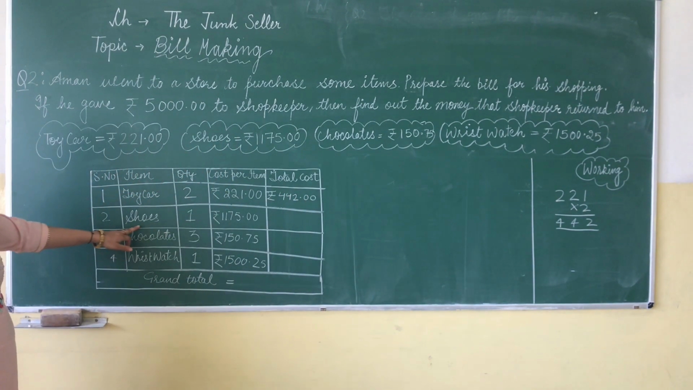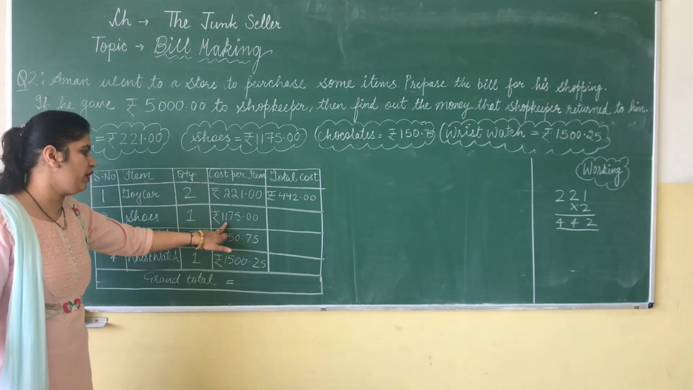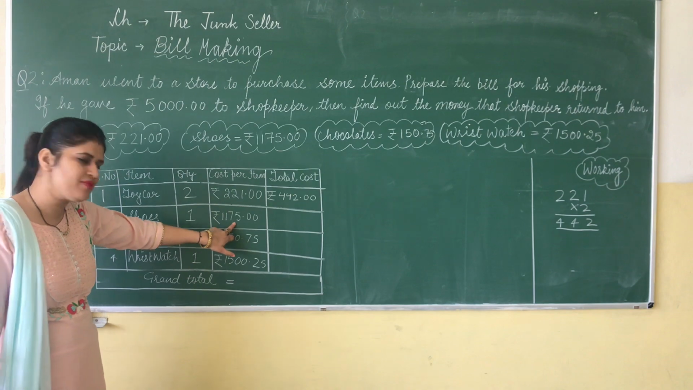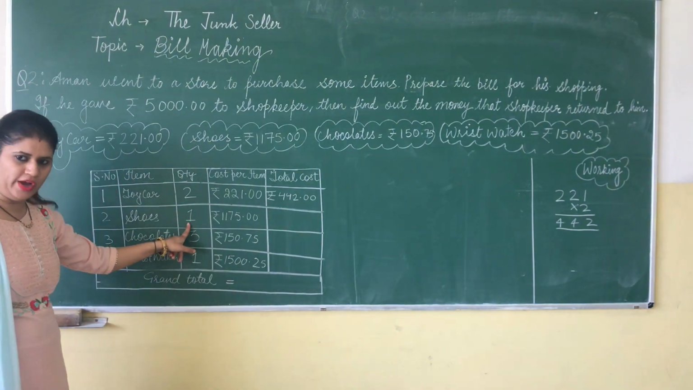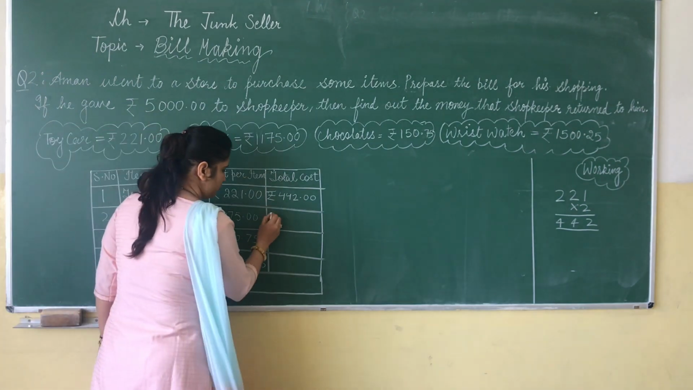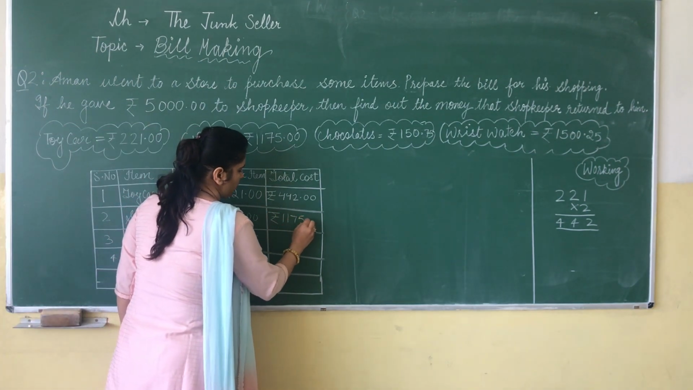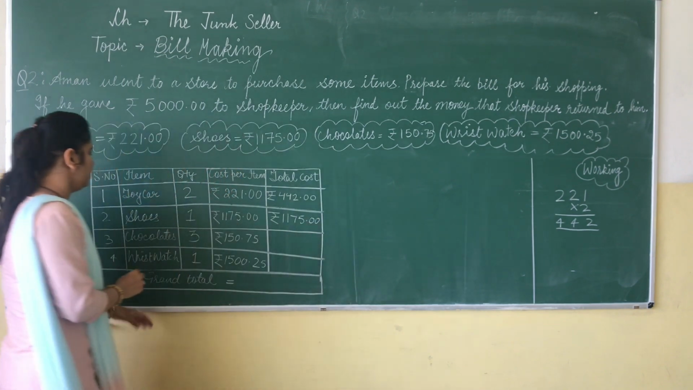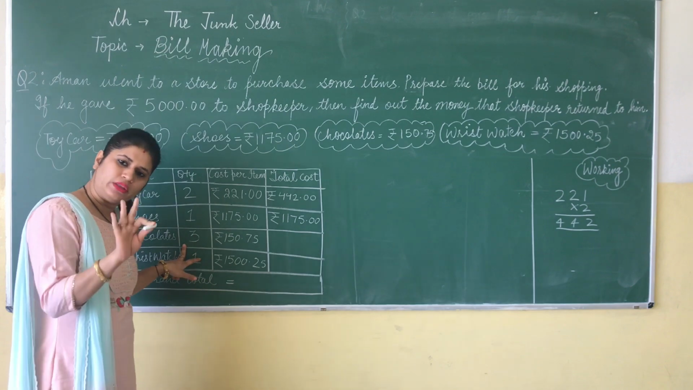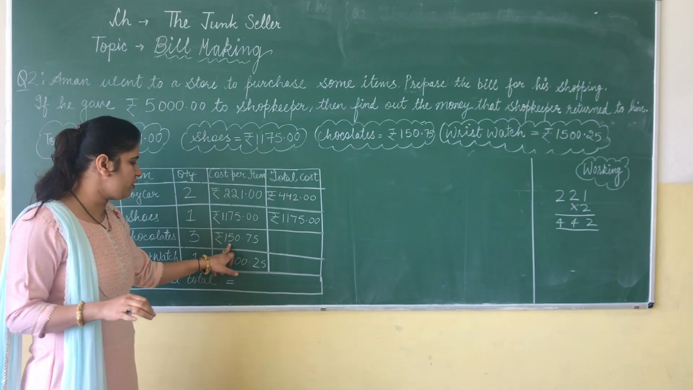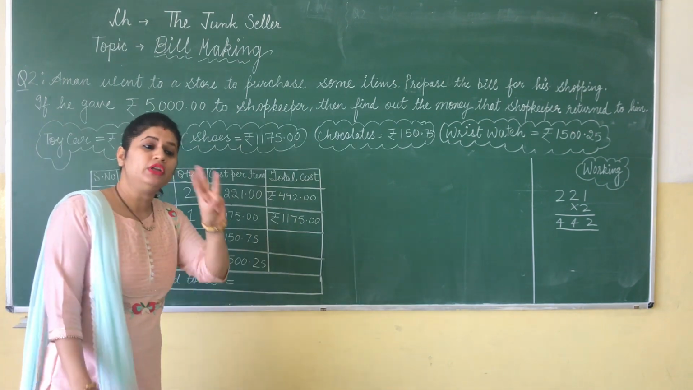Okay. Next is shoes. How many shoes? 1 and the cost is 1175 rupees. The total cost will be the same because the quantity is 1. Third is chocolates. How many chocolates has he purchased? 3. The cost of one chocolate is 150.75. We need to find the cost of 3 chocolates.